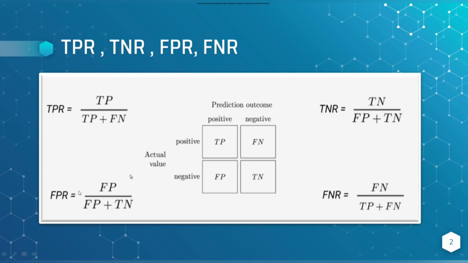Then what is false positive rate? False positive rate is false positive divided by false positive plus true negative. Means this value divided by the summation of these two. The false negative rate means false negative divided by false negative plus true positive. Now let us discuss what this is for.